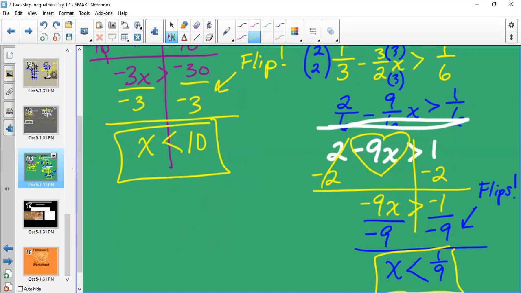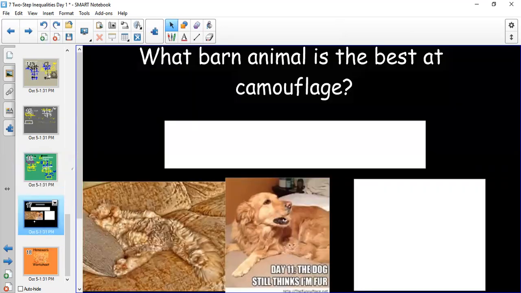And last, can't end class without some jokes. So go ahead and glue in your notes now. And while you're gluing in your notes, we'll end with the camouflage jokes.